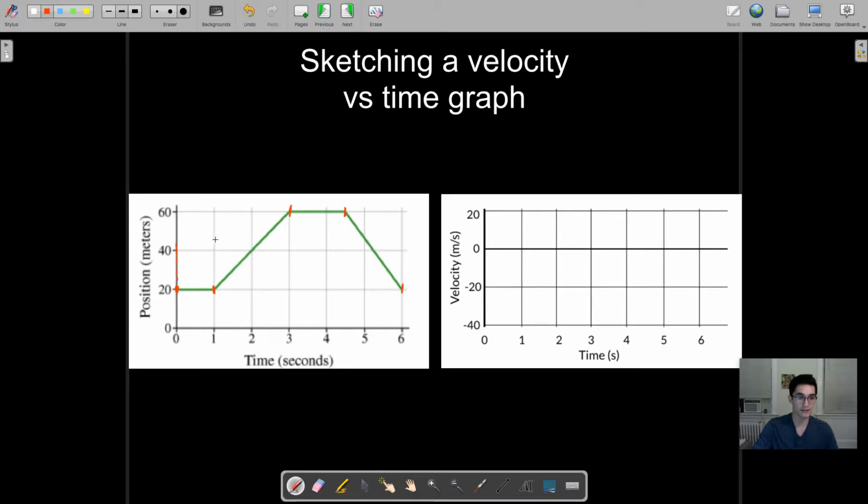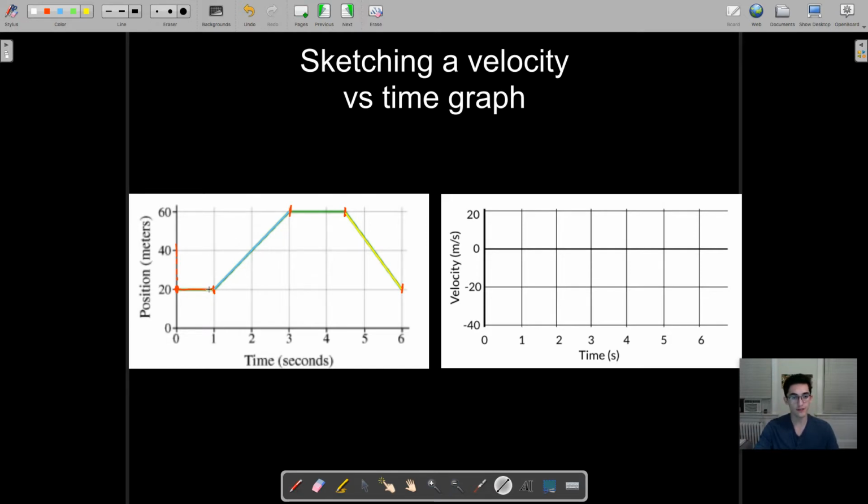We need to find the velocity over interval 1. I'm going to mark that in red. Interval 2, which I'm going to mark in blue. Interval 3, I'm going to leave that in green. And then interval 4, I'm going to mark that in yellow, okay? All right, let's see if we can sketch our velocity versus time graph for these intervals.